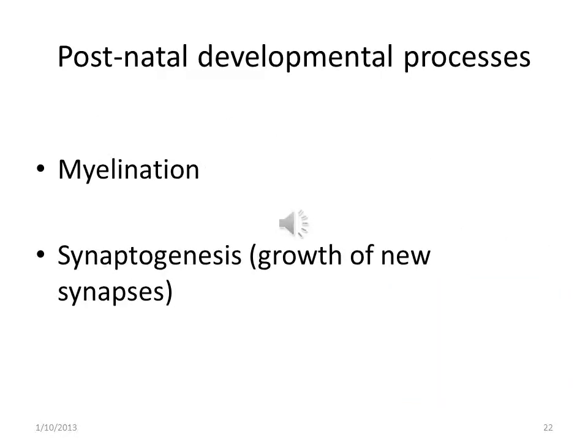There are two major developmental processes that occur postnatally, in other words, after the baby's born. These are myelination and synaptogenesis. Synaptogenesis means the growth or birth of new synapses between existing neurons.